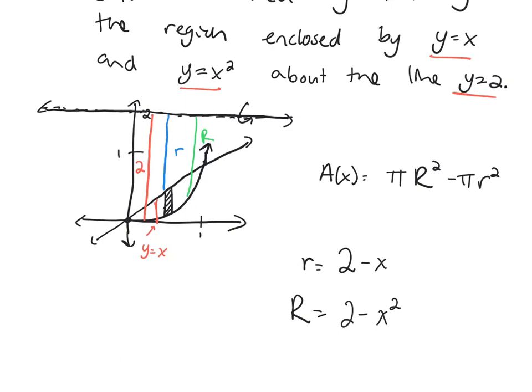Are we all okay with how I found those radii? This is the hard part in setting this whole thing up: finding your little r and your big R. Are we all okay or no? Do I need to explain anymore?